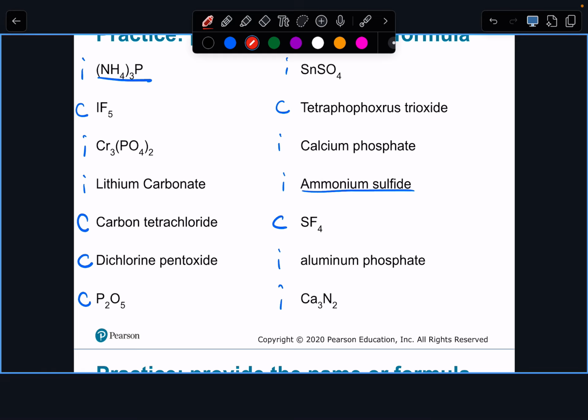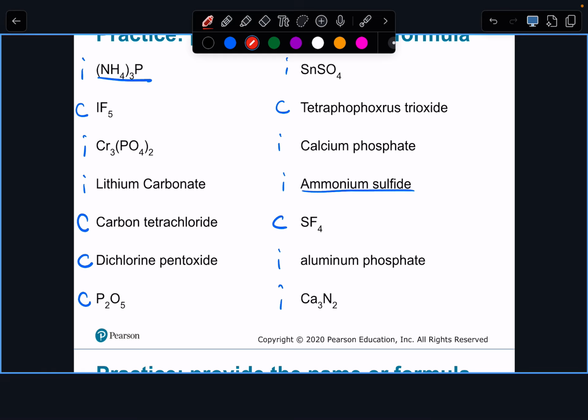And the only weird thing is we don't say mono if there's one of the first one. So carbon monoxide has one carbon and one oxygen. We don't say monocarbon monoxide. We just say carbon monoxide. Okay? So if there's one of the first one, you leave off the mono. Okay, so let's do all the covalents, and then we'll come back and talk about the different types of ionics because those are the trickier ones.